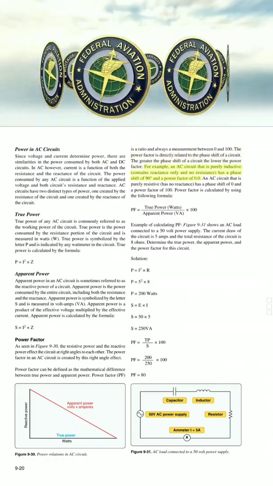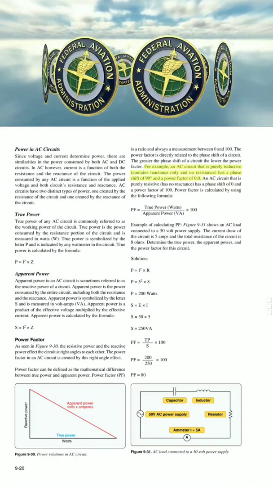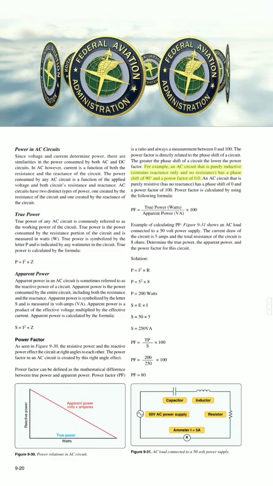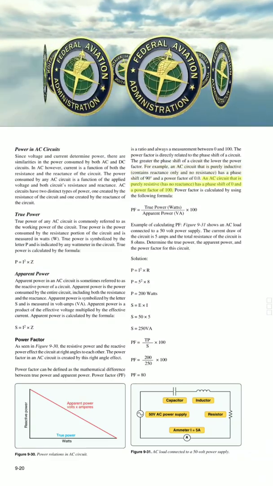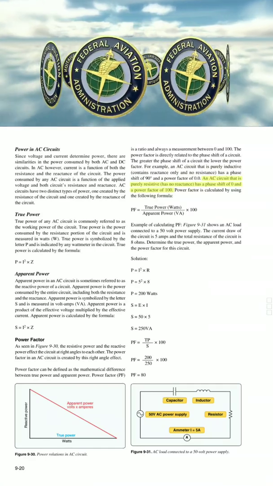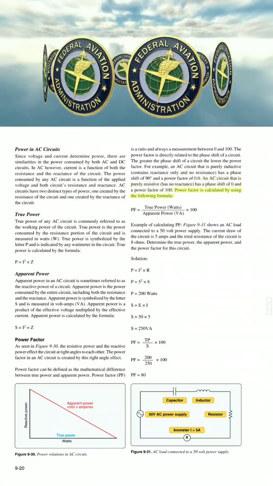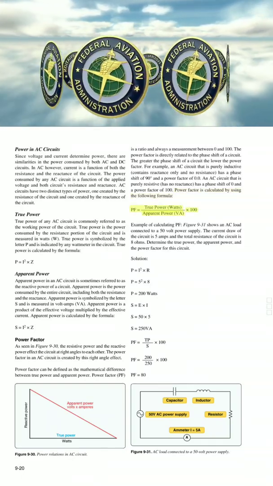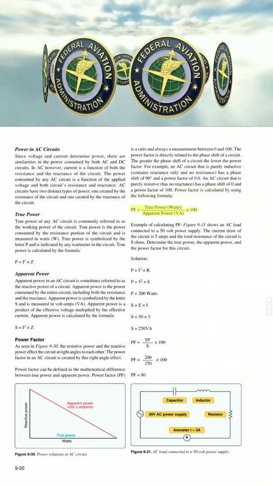For example, an AC circuit that is purely inductive, containing reactance only and no resistance, has a phase shift of 90 degrees and a power factor of 0.0. An AC circuit that is purely resistive, with no reactance, has a phase shift of 0 and a power factor of 100. Power factor is calculated by using the following formula. PF equals true power, watts, times 100, over apparent power, VA.